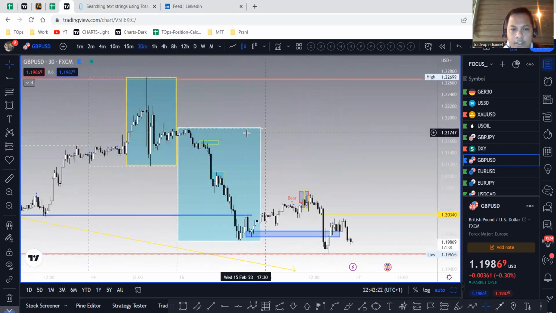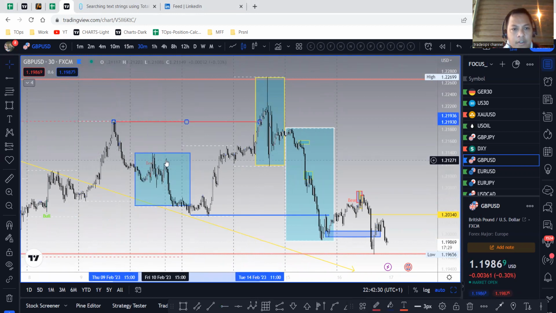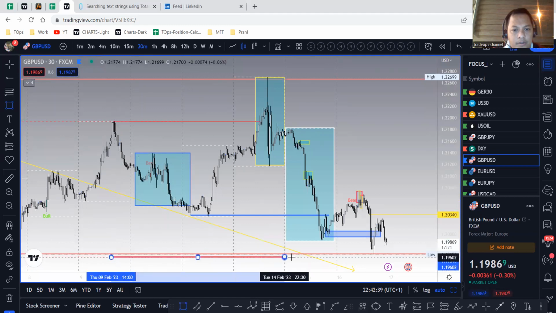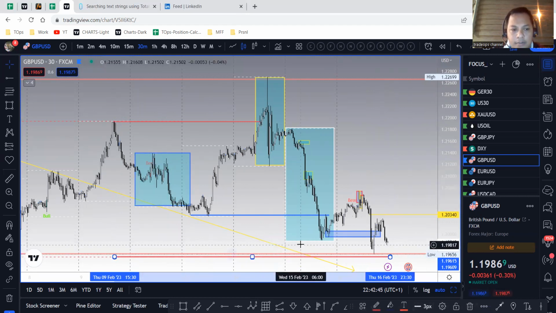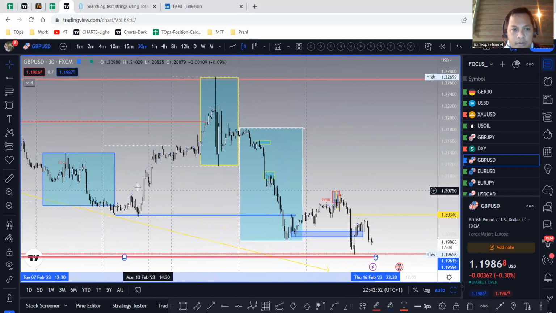Ayan. So sa 30 minutes, ito na ngayon yung previous week high. Ito. And then ito yung previous week low sa baba. Previous week low. And so maaaring maging target ito ng mga shorts kasi meron tayong liquidity sa baba nitong weekly low, previous week low.